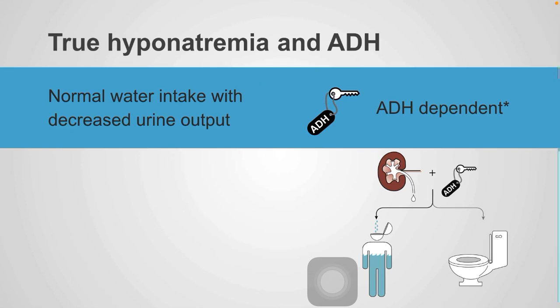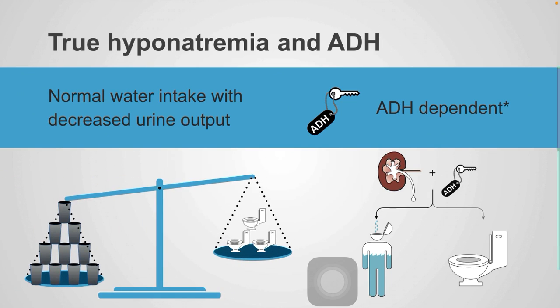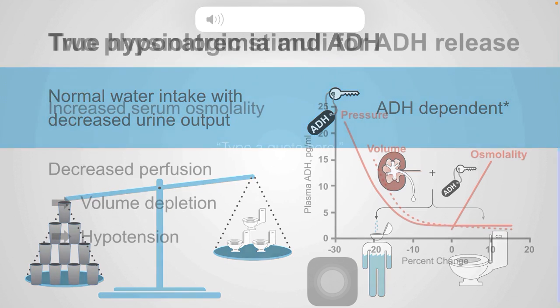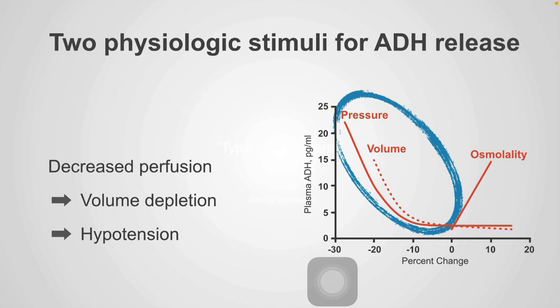So remember, ADH shifts water from being excreted into the toilet and retains it in the body. And in these patients, that reduction in urine output means that they have more water intake than water excretion, and it causes hyponatremia. There are two physiologic stimuli for ADH release: increased serum osmolality and decreased perfusion. First, let's look at increased serum osmolality. This really is irrelevant when it comes to hyponatremia because this happens when you have increased osmolality or hypernatremia. So we don't need to worry about this when we're dealing with hyponatremia.